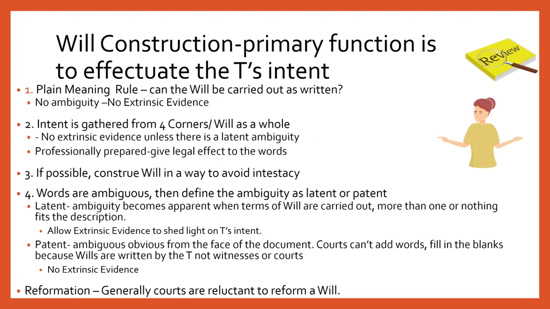From last class, we were focusing on will construction, looking at the general rules of construction. That's first. You might look to extrinsic evidence just to come back and say that there is no ambiguity. However, if you find that words are ambiguous, you then need to identify the ambiguity as a latent or patent ambiguity and then apply the respective extrinsic evidence rules, keeping in mind that courts are very reluctant to reform a will to correct mistakes.